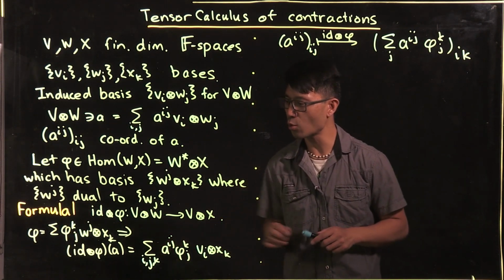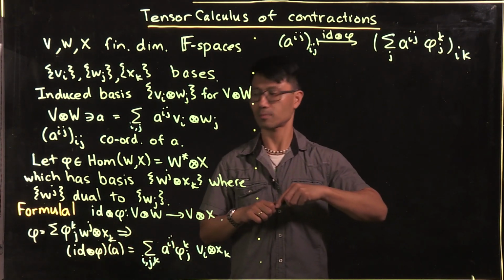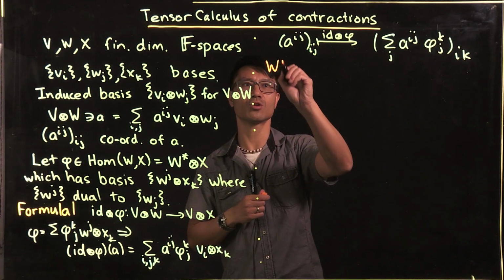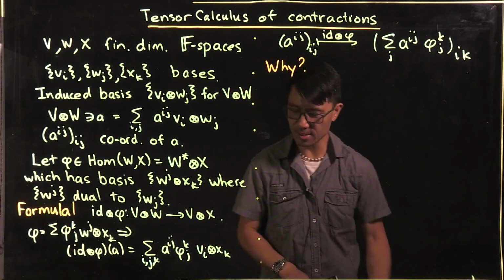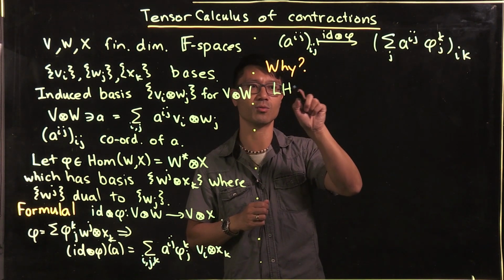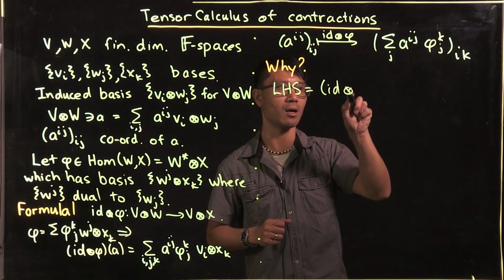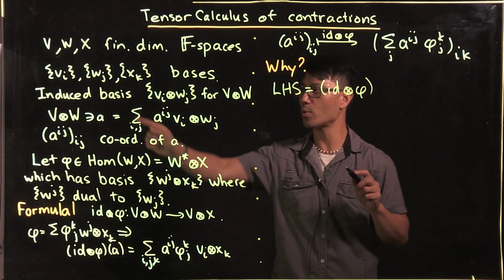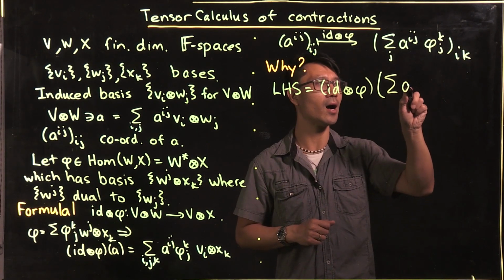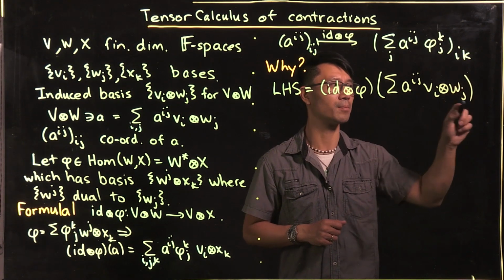Okay, so let's prove this, and it's quite easy to prove what's going on here. So let's just do the identity tensor phi of A. So let's put down the proof here. Why is this true? It's easy enough, it's just a calculation at the end of the day. So what's the left-hand side equal to? We'll work out what the left-hand side is. It's the identity tensor phi of A, and A we can write like this: A is going to be the sum over all a_ij v_i tensor w_j.